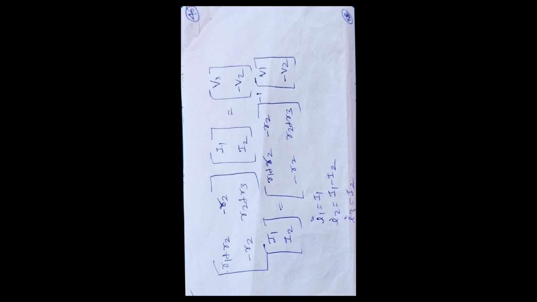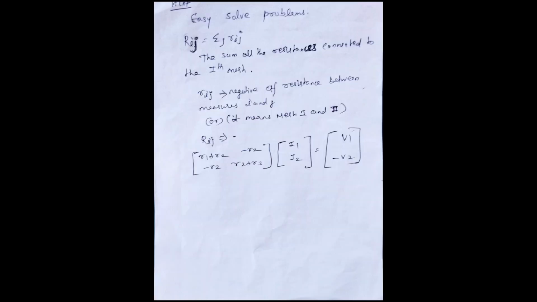Small i1: only the mesh current capital I1 flows, so small i1 is equal to capital I1. Branch current small i2: the two mesh currents flow in opposite directions, so I1 minus I2, with a negative sign for I2. Small i3 branch current: only mesh current 2 flows, so small i3 is equal to capital I2.